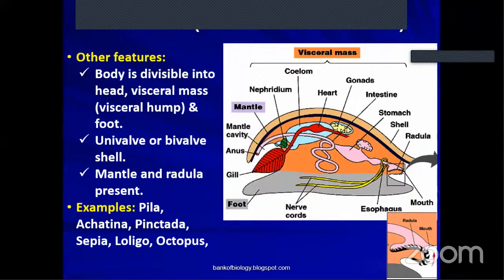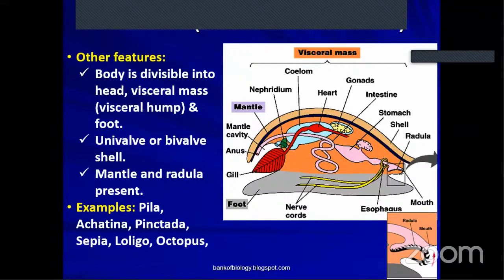Done. So we go to the next part. What are the other features? Body is divisible into head, visceral mass, visceral hump, and foot. Foot will help in movement. The visceral hump will have all the visceral organs like the digestive system, excretory system, and all that. Univalve or bivalve shell. They might have a single shell or two shells.